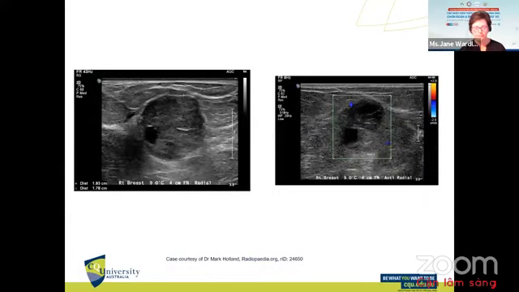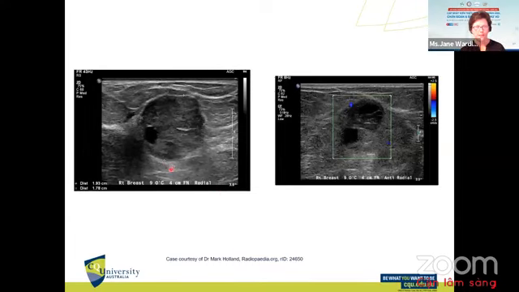So the last mass here, this one's to demonstrate that not all masses have these very obvious characteristics, and scanning breast masses takes a lot of practice and a lot of knowledge. And certainly in Australia, we've got very specialist breast sonographers and radiologists who do these scans.